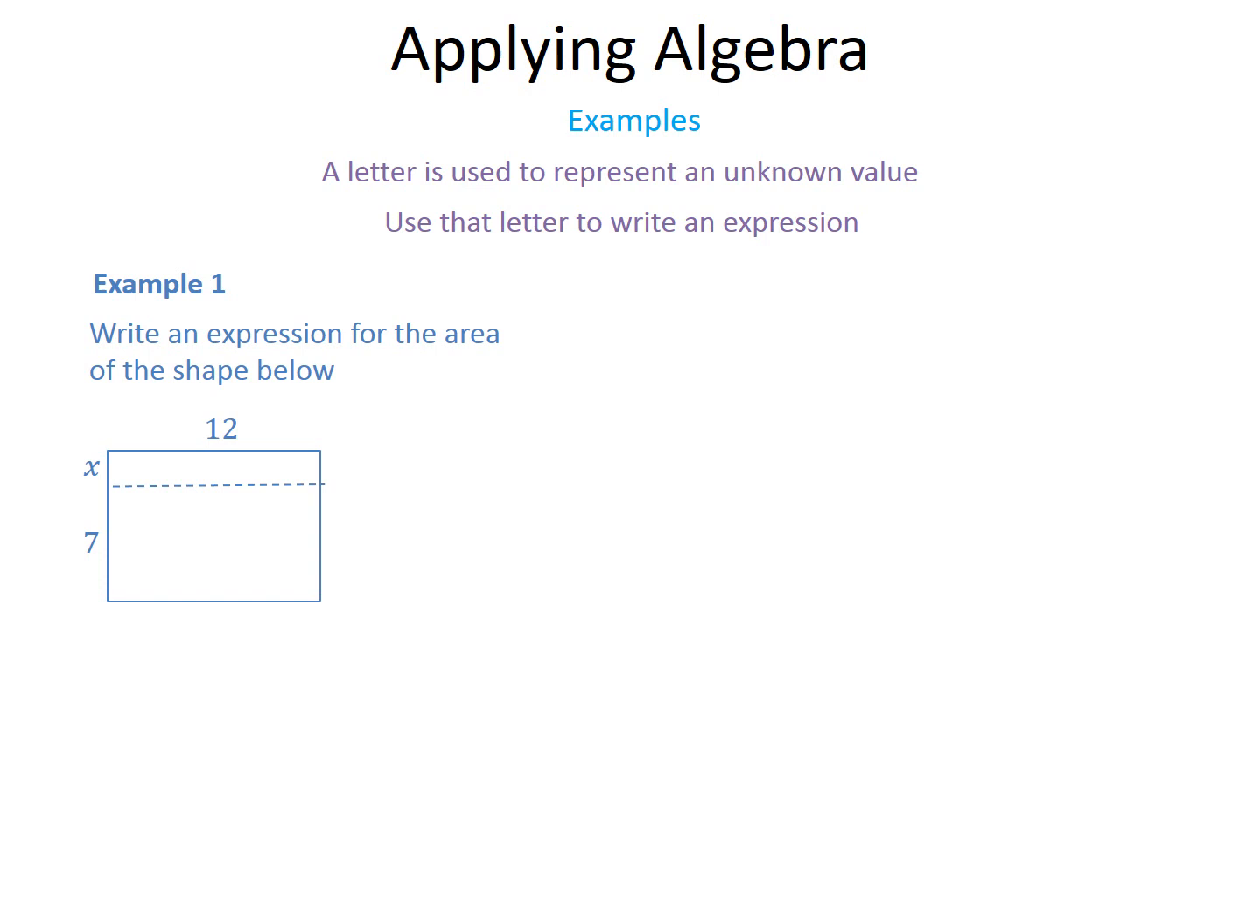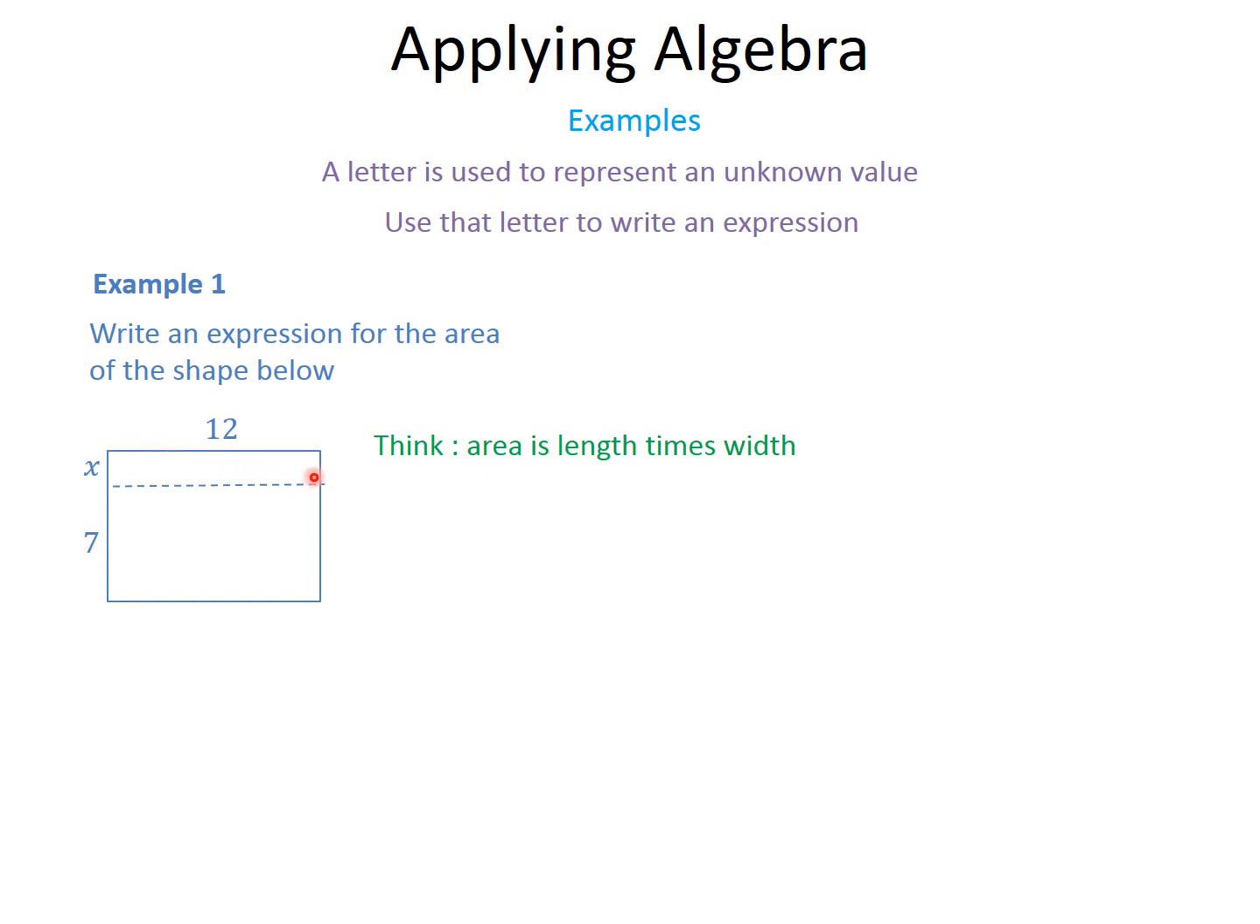Let's have a look at some examples now to see what sort of questions we can expect. We'll start by writing an expression for the area of this shape here. And so the first thing I want to think about is, how do I find the area of any shape? I do length times width. And that means I'm just going to say, what is the length and what is the width of this shape?